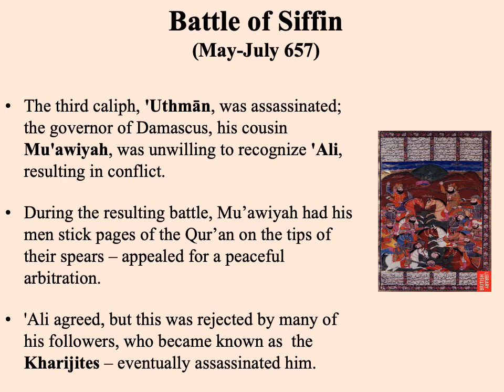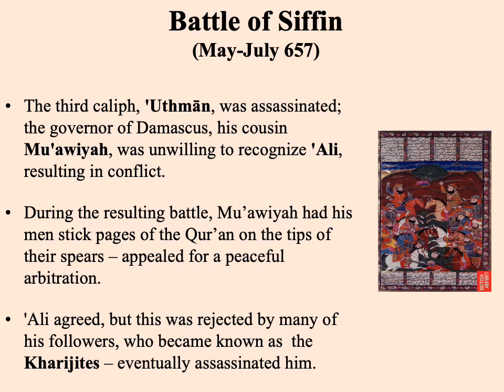And at some point an advisor goes to Muawiyah and suggests that he has his men put pages of the Quran on the tips of their spears, hold them aloft, kind of a waving of the white flag, appealing for a peaceful arbitration, right? A kind of negotiated settlement. And Ali agrees to do this.